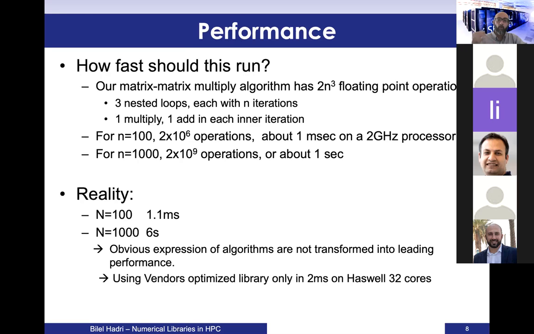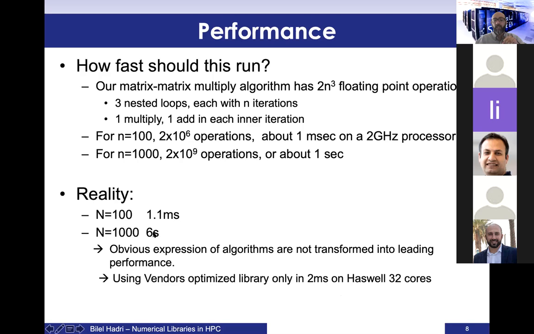So you have y2 because you have 1 multiply and 1 add. So basically, if you have a small program of size n of 100, this operation should take you probably 1 millisecond. Or if you are using a matrix of size 1,000, it should take 1 second, but in reality, no. For 1,000, it will take you around 6 seconds because of the pipelining or the cache effect. While if you are using an optimized vendor library, it will be only 2 microseconds.